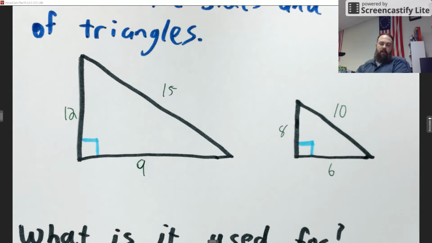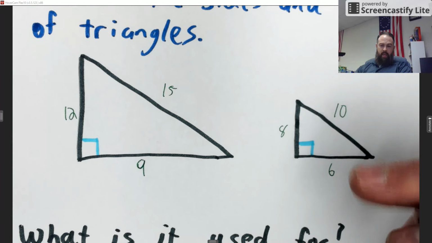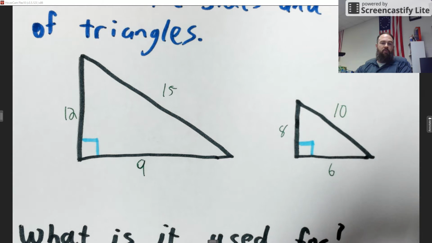Now, first off, we just finished up doing a unit on similar triangles. And remember, for triangles to be similar, we have to know that they have congruent angles and that they have sets of proportional corresponding sides. So let's first off look at these proportions of sides.